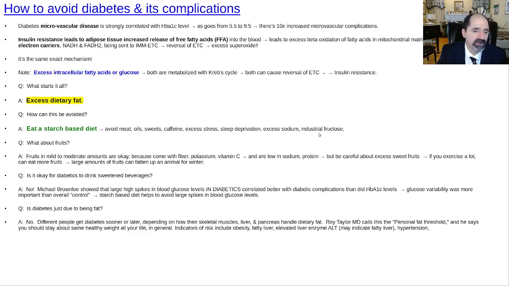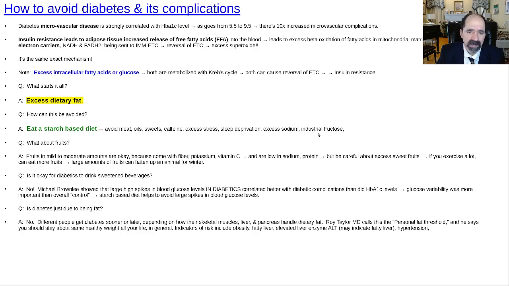Is diabetes just due to being fat? No, people have a personal fat threshold. And by the way, here's a pretty good book. This guy, I like this guy. He did a good job. His name is Roy Taylor. Roy Taylor is an English diabetes physician and researcher. He actually came out to the United States and trained with Gerald Shulman, MD, PhD. Shulman's one of the other best researchers in the world. He's a guy that, with his group, proved that intramyocellular lipid is the first detectable finding for insulin resistance in diabetics. And then Roy Taylor has some interesting concepts.